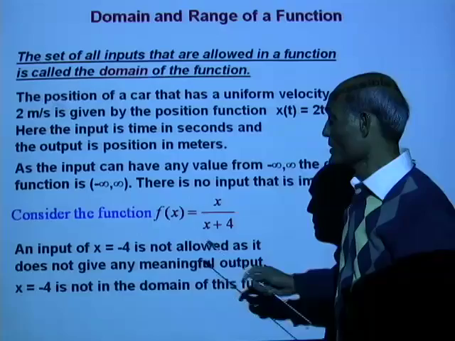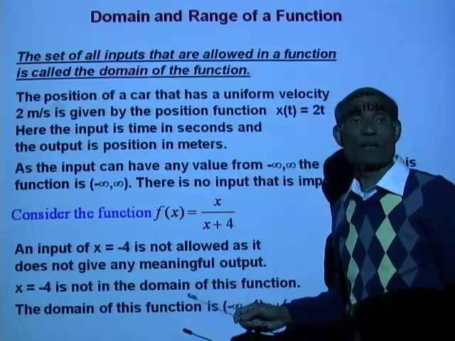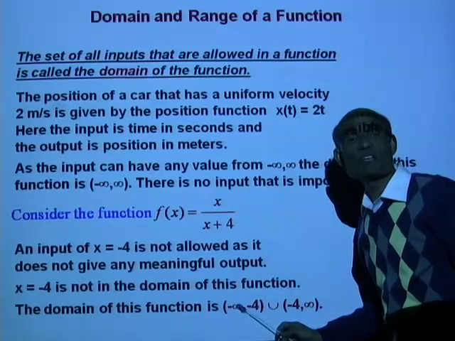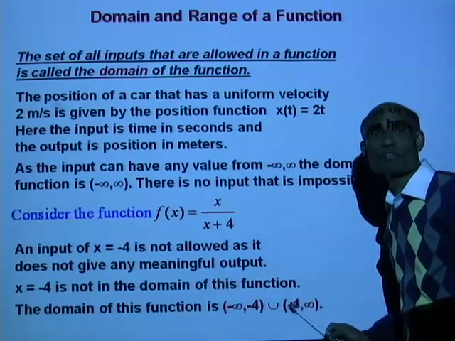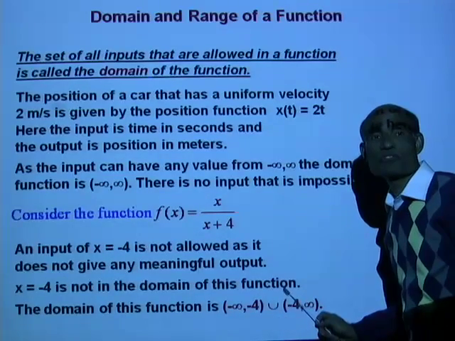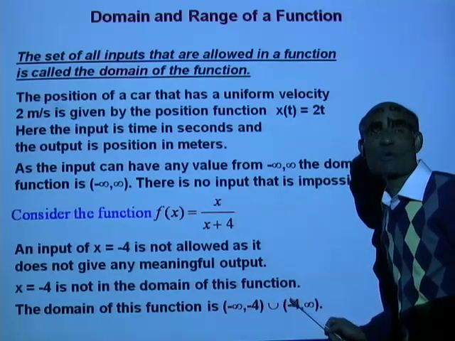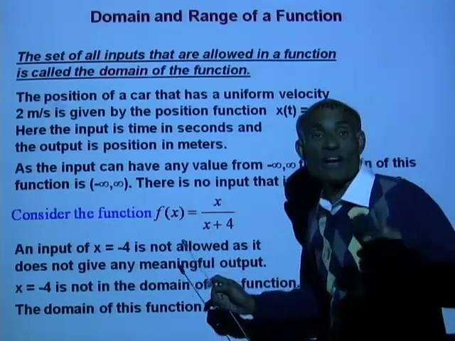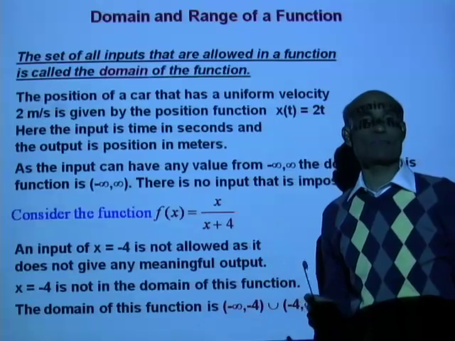Now therefore, we say x equal to -4 is not in the domain. Look at the way the domain is written: -∞ to -4 union -4 to infinity, and this parenthesis signifies that -4 is not included. All reals are possible input here except -4. -4 is not in the domain of this function.